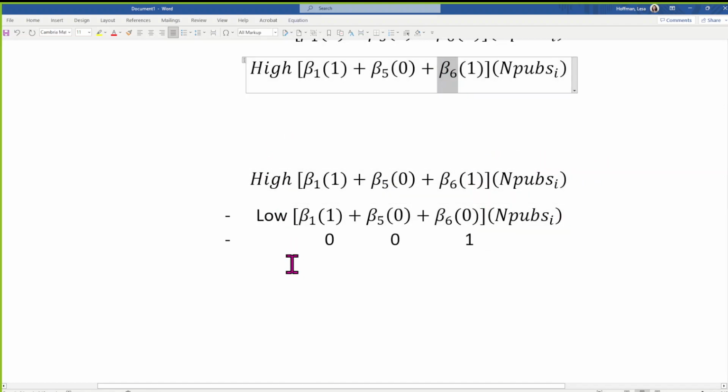How about medium versus high? Do I need to do it? Yeah, because it's not involving the reference group, but I'm not going to do it. You're going to do it, because I know that you can subtract 1s and 0s.